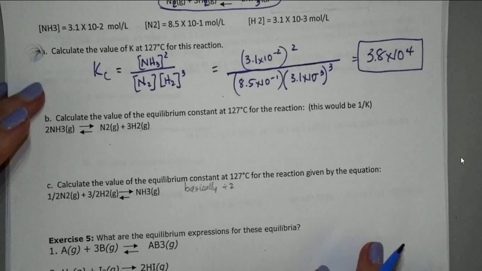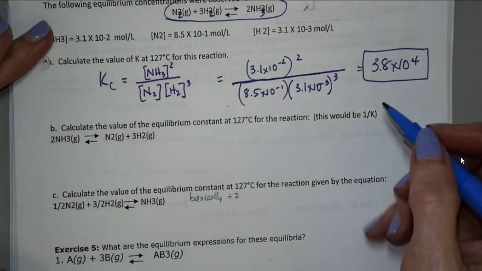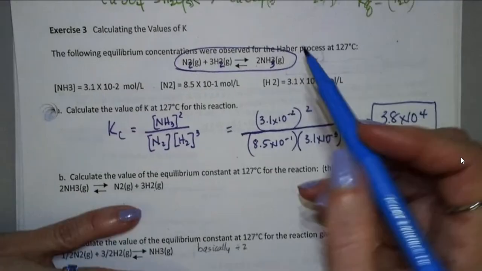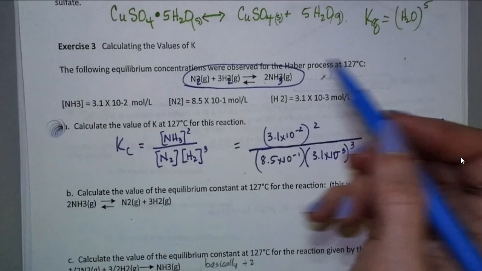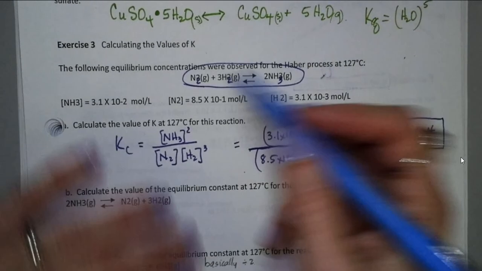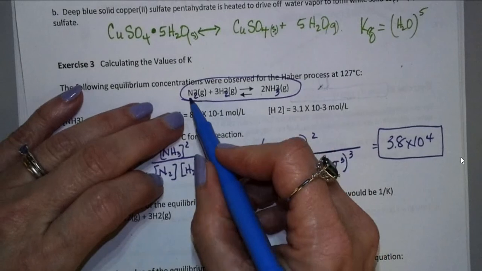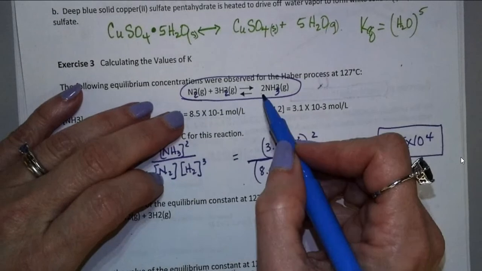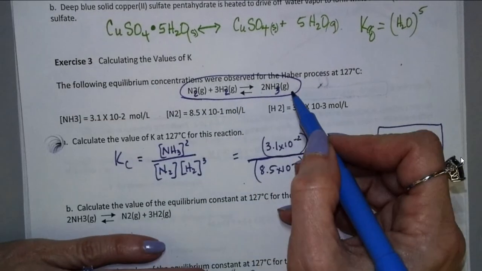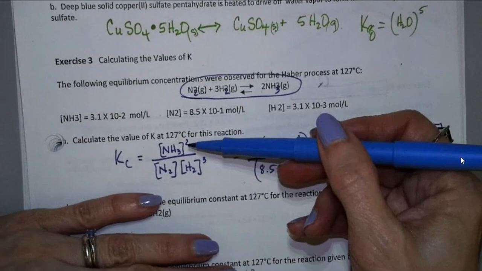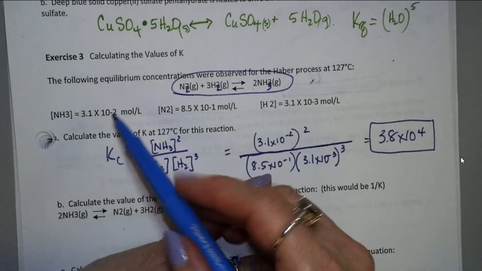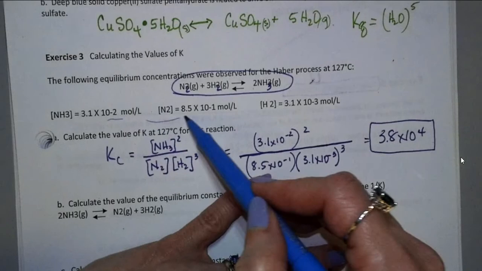If you look at this, we started off on number 1, exercise 3A, and we have the Haber process, where N2 plus 3H2 produces 2NH3. We wrote our equilibrium expression, and then we plugged the numbers in because they gave us amounts of substances here, and we found out what K was.